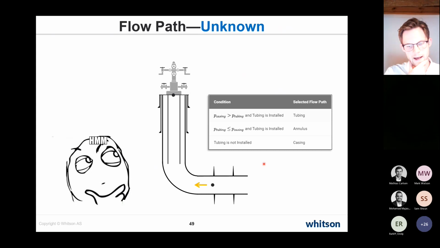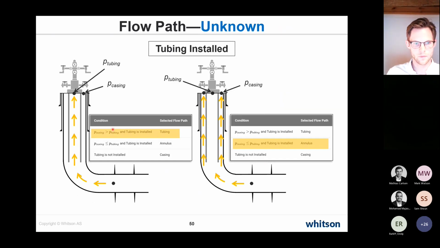So in some cases, it might not be clear. Let's say you've just acquired an asset and you're not entirely sure about how these wells are operated and how they are completed, etc. Then we have a logic in place for this unknown flow path, where if the casing pressure is greater than the tubing pressure, then we assume the flow goes up the tubing. So we're just using the smallest back pressure. That's the path of the least resistance, and that's where we go. So if the casing head pressure is greater than the tubing head pressure, then we go up the tubing. If the opposite is true, then we go up the annulus.